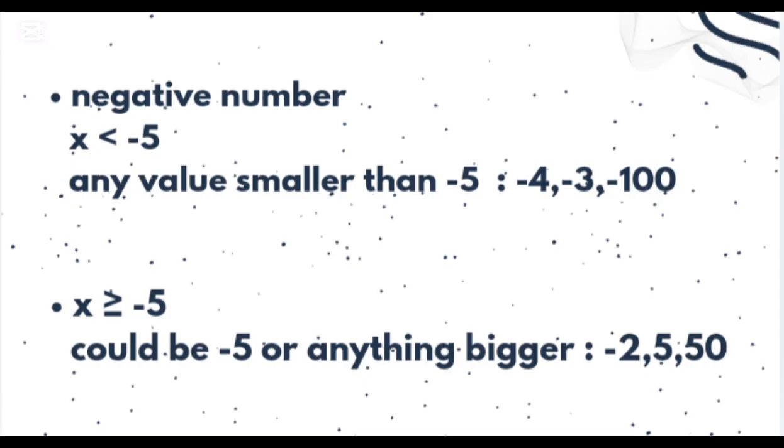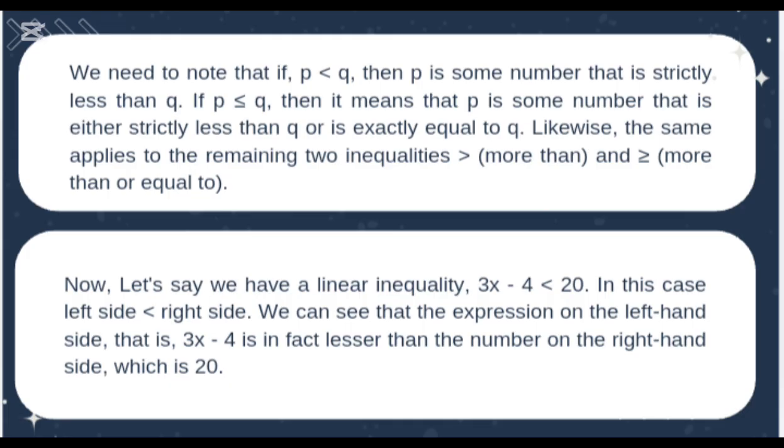We can also use negative numbers with inequalities. For example, x is less than negative 5 means that x can be any value smaller than negative 5. For example, negative 17, negative 3, negative 400, and so on. Whereas if x was bigger than or equal to negative 5, then it could be negative 5 itself or anything bigger like negative 2, positive 2, or positive 50.